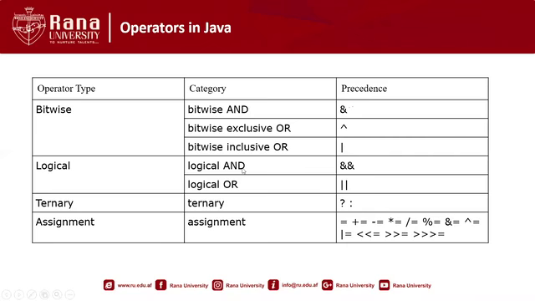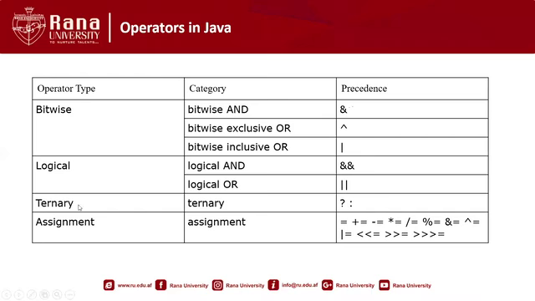But in the AND operator, if the first condition is false, then it will not check the second condition. If both of them are true, then the result will be true. If the first is true and the second is false, the result will be false.